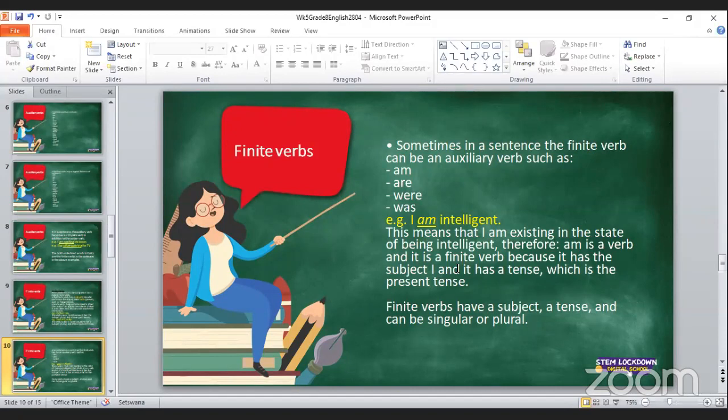All right. So one thing to remember is that finite verbs have a subject, a tense, and they can be singular or plural. Is that true? Let me go back to my example. I am intelligent. So finite verbs have a subject. What is the subject in my example? The subject is I. What is the tense? The tense here is present. It's in the present tense. Why? You can see it because of the auxiliary am. And is it singular or plural? We can see it is singular because I am talking about myself as I am. Me, myself, and I as I am. So it's singular.